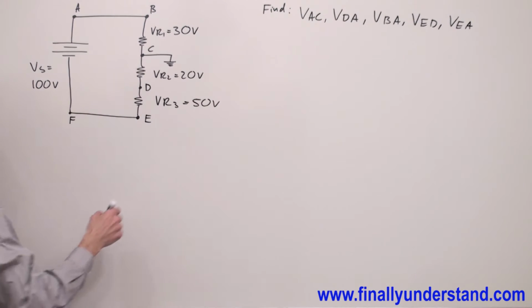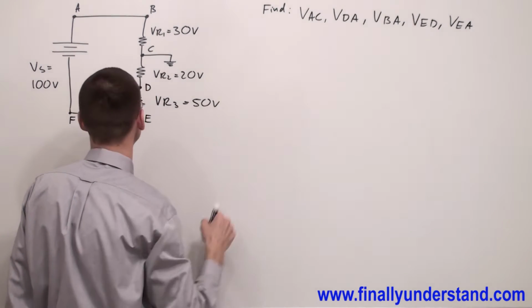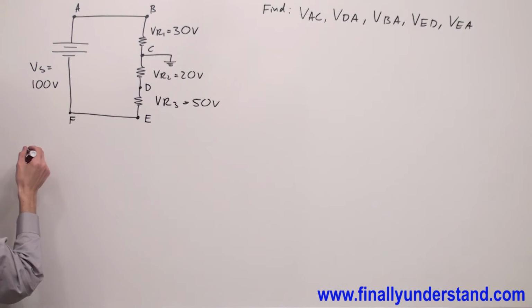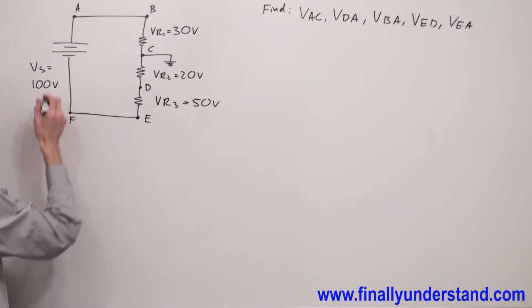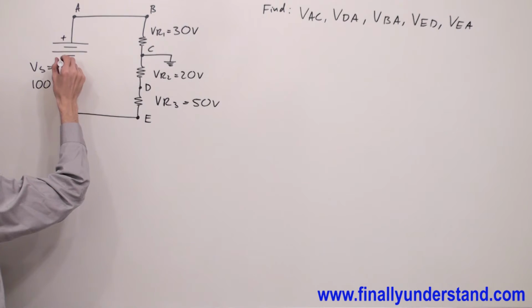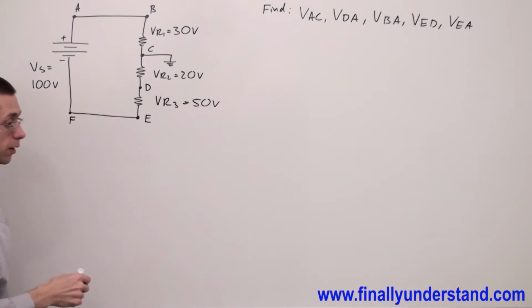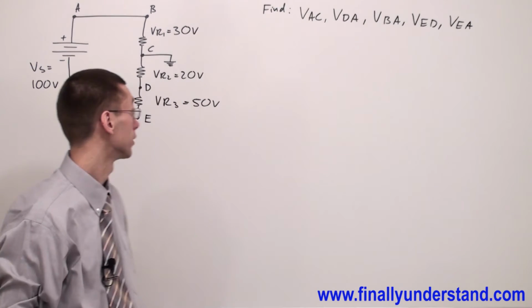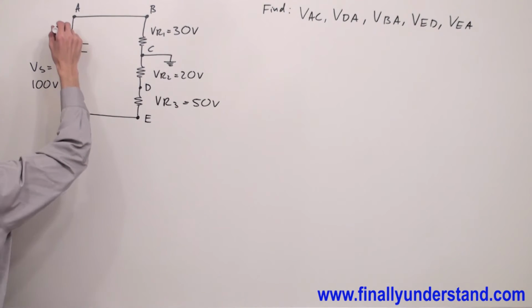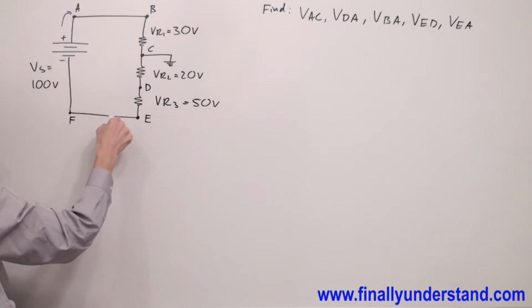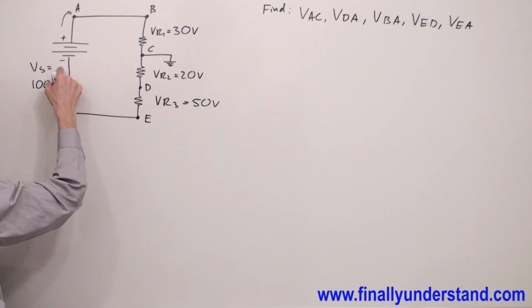Before we find any of these voltages, we're supposed to first find the direction of the current. This is the positive terminal of my power supply, and this is negative. As we mentioned before, we use the conventional current flow. We assume that current flows from the positive terminal to the negative.